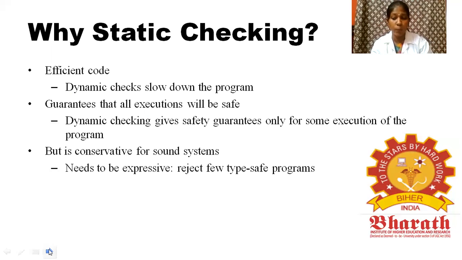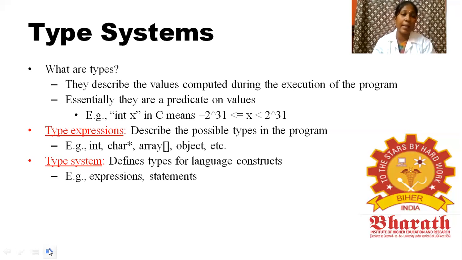That is, they need to be expressive, and they reject a few type safe programs. These are the main advantages of static time checking. These are the main reasons we do static checking: efficient code, because dynamic checking slows down the program; guarantees that all executions will be safe; and also it is conservative for sound systems. Next is the type systems.